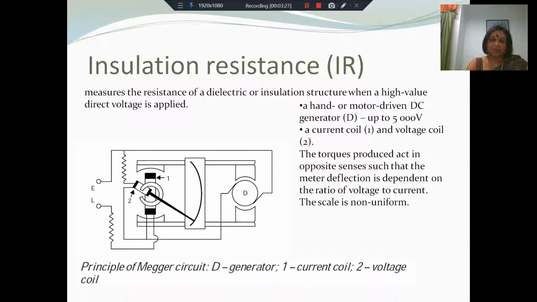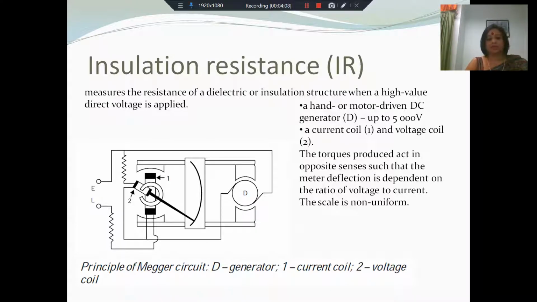The most important or the principal non-destructive electrical measurement for condition assessment of an insulation that we can think of is the insulation resistance measurement. What does insulation resistance measurement involve? IR measurements, as you can make out from the name itself, measures the resistance of a dielectric or an insulation structure. So we may not be looking at a particular sample of insulation, but rather the entire insulation system as a whole, and we want to measure the resistance of this insulation system when a high value direct voltage is applied. So this is the DC resistance that we are trying to measure.